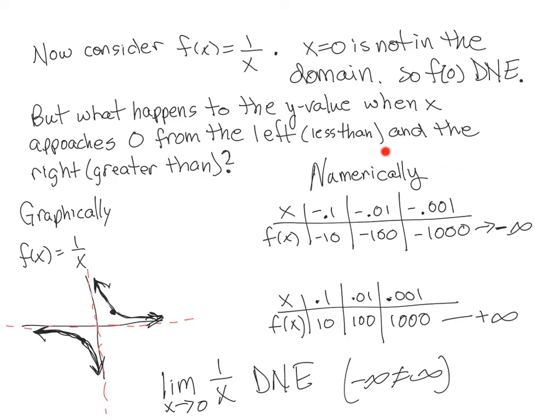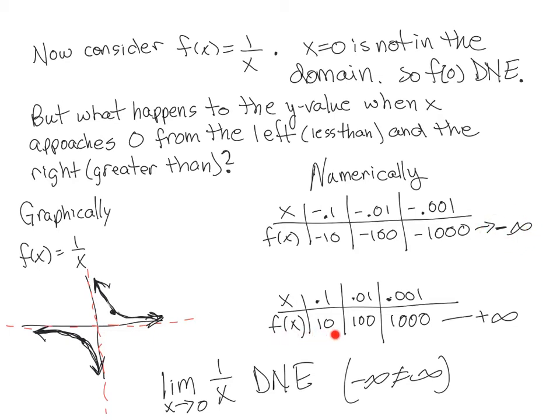Now another way to examine this is numerically. So here I have taken the coming in from the left. Minus 0.1 is to the left of 0, but it's very close. Minus 0.01 is closer, and minus 0.001 is even closer yet. When I plug those into 1 over x, you see how my value of y is growing, and it's going to grow bigger and bigger and bigger, but they're negative. So when I approach from the minus side, I'm going to negative infinity.